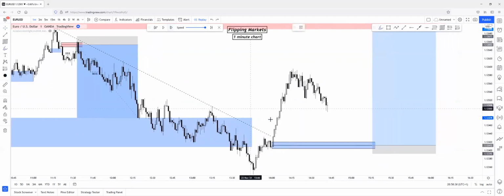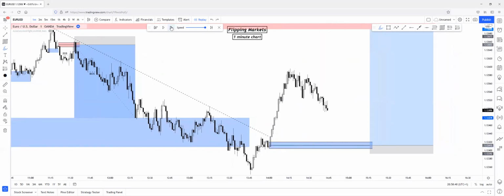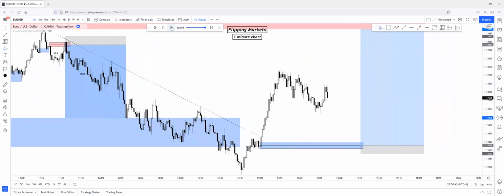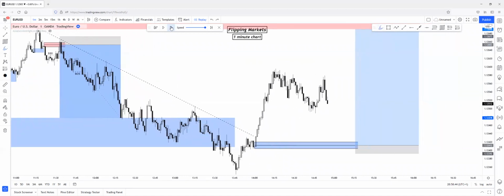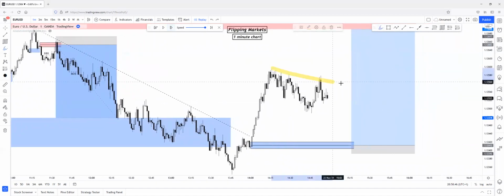Price is building up more liquidity, as you can see, built up liquidity on this line, and it's on the way down to sweep that liquidity, and all of this liquidity has been built up for this demand zone. Okay, so let's see what happens next. Let's just play price forward. Built up more liquidity here, as you can see.